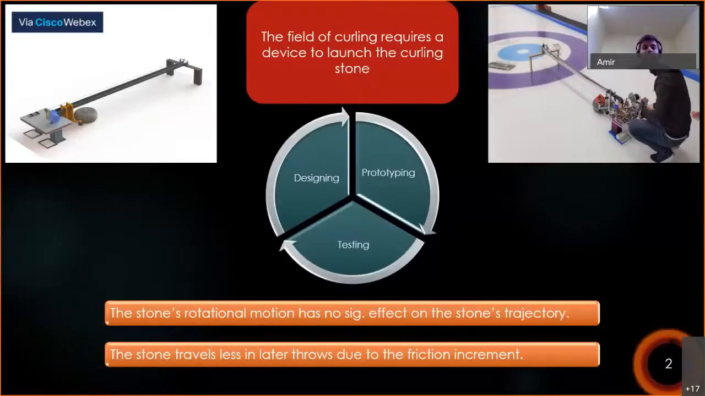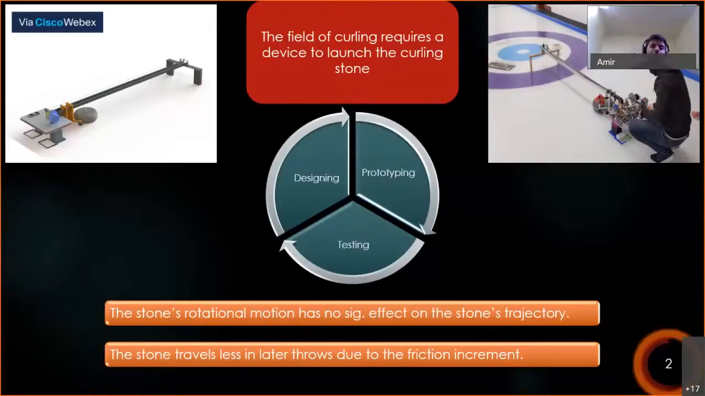For example, the velocity of the stone, they couldn't control it as well as this robot can. So we designed this robot to control the linear and rotational velocity of the curling stone and launch it down the ice at a preset angle to the long axis of the ice sheet.